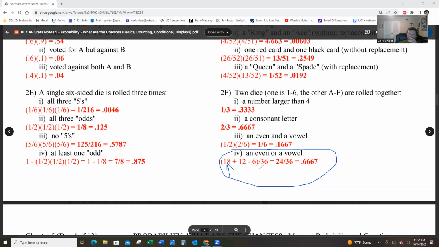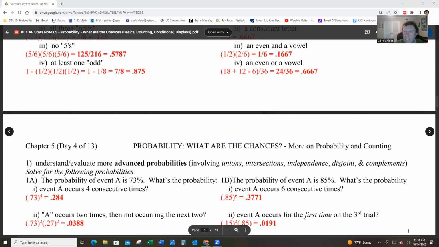A vowel will be 12 of them. However, you've double counted 6 of them. You've counted them twice. Okay. So this is an example of a situation that is not mutually exclusive. So on this problem, let's go ahead and draw this thing out. Let me take the time to draw this. This will take just a second here. And this is now going to look just like chapter 2.